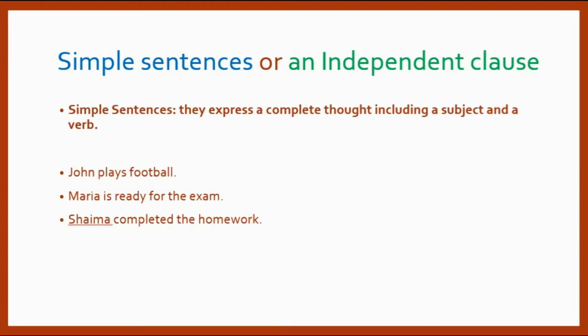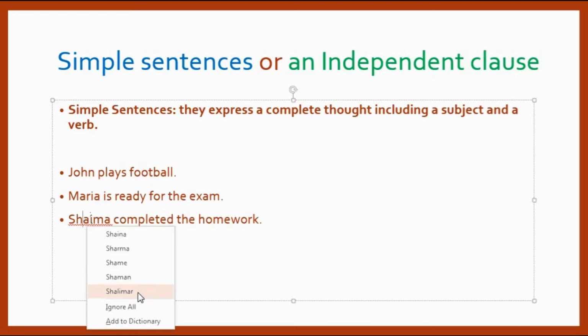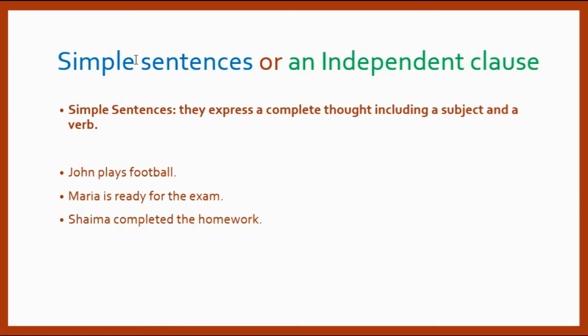Okay, so first and before we start, let's just distinguish and differentiate between two types of sentences in the English language. Alright, we'll do this together. So the first type of sentences is called a simple sentence, okay? Or it's also called an independent clause, okay? So it has both names, the same thing, simple sentence or independent clause.